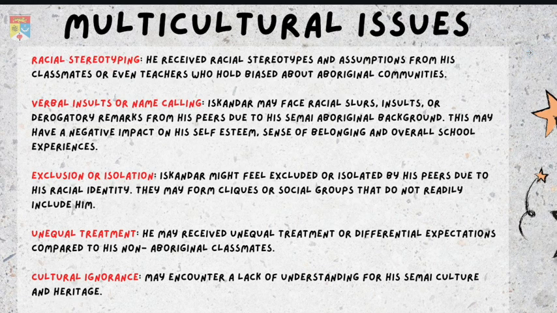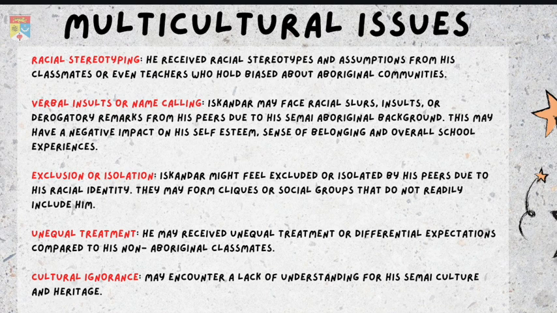Even though he's been a good and bright student in school, he's been facing a few multicultural issues. The first one is racial stereotyping. He receives racial stereotypes and assumptions from his classmates or even teachers who hold bias about Aboriginal communities. Next, verbal insults or name calling. Iskandar may face racial slurs, insults, or derogatory remarks from his peers due to his Semai Aboriginal background. This may have a negative impact on his self-esteem, sense of belonging, and overall school experience.